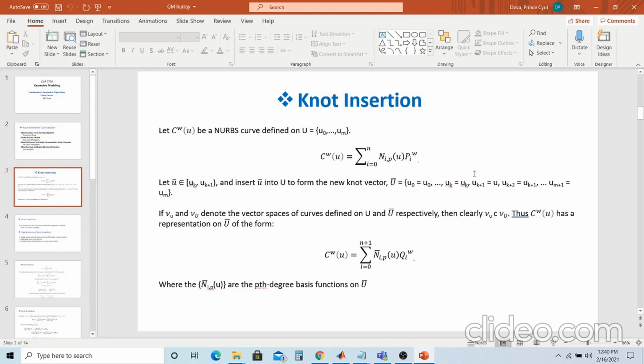This gives us the equation C^w(u) = summation i = 0 to n of N_{i,p}(u) P_i^w, where P_i defines the control points of the curve. Now if we insert u bar into U, we get a new knot vector U dash, where U dash is also a non-decreasing sequence of real numbers.